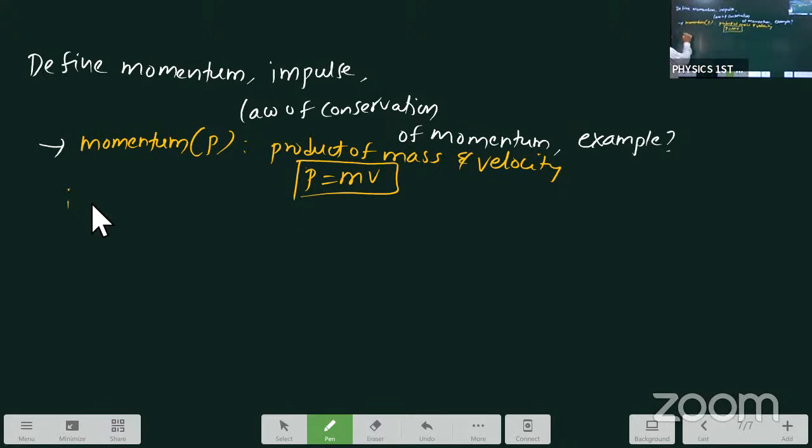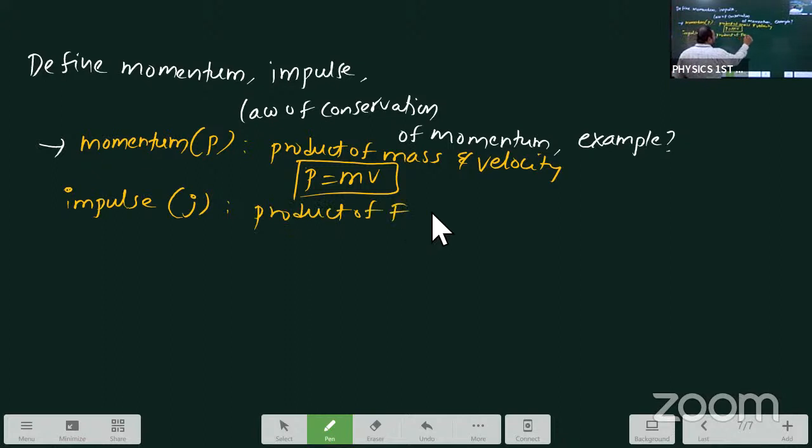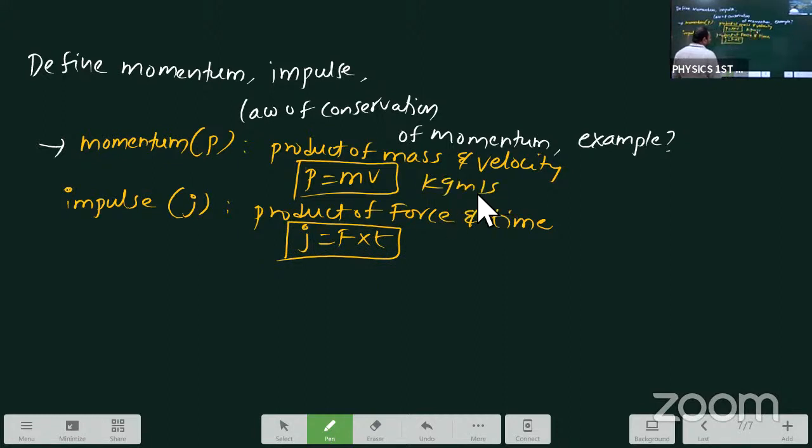Next, impulse. Impulse is denoted with J. Product of force and time. If possible, you write units also, that is your choice. Kilogram meter per second, Newton second, because force means Newton, time means second. Momentum 1, impulse 1, law of conservation of momentum, that is the 3rd.